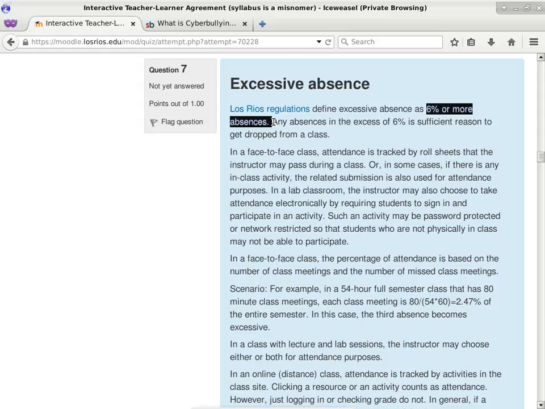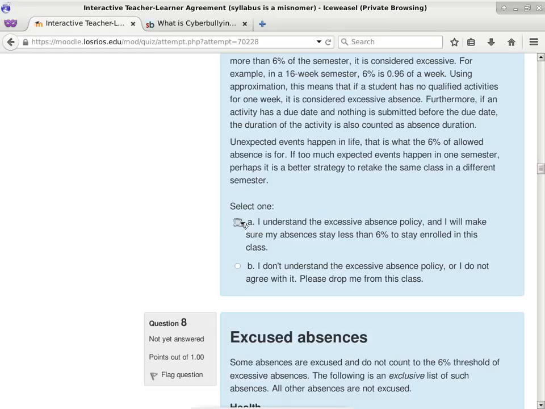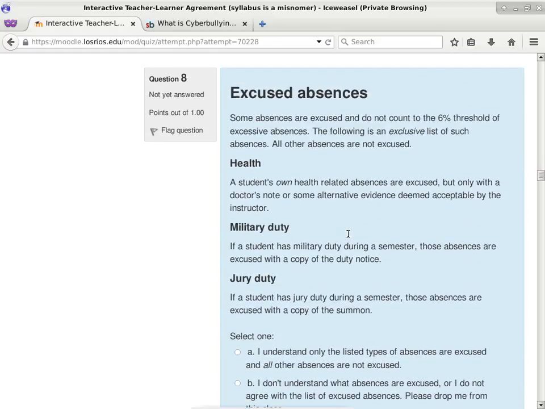So I use my roll sheet to keep track of attendance, and if I spot anyone with 2 absences, I would usually highlight it, just so that that person will notice. Okay, you got 2 already. The next one is going to be excessive. But that's basically the bottom line of this one. Because this class is face-to-face, I will only use taking roll as a method to keep track of attendance. All right, so you click understand here.